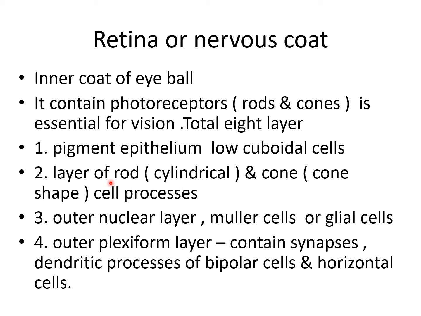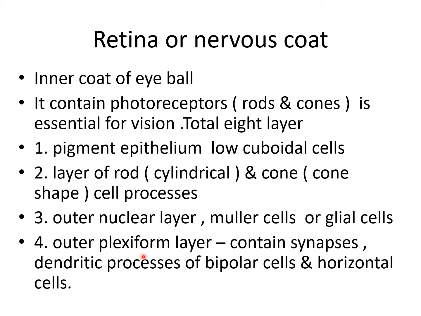The second layer consists of the rod and cone cell processes, so the second layer is given the name rods and cones layer. The rods are processes of the rod cells and the cones are processes of the cone cells. The peripheral process is rod shaped in the case of rod cells and cone shaped in the case of cone cells. The third layer is the outer nuclear layer, with Müller cells and the glial cells.